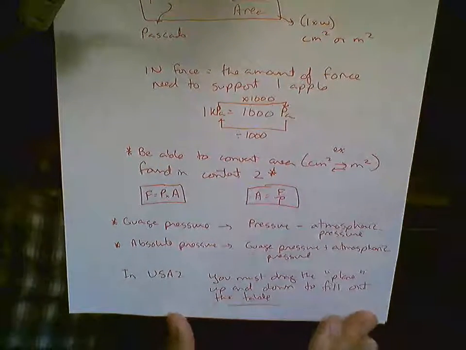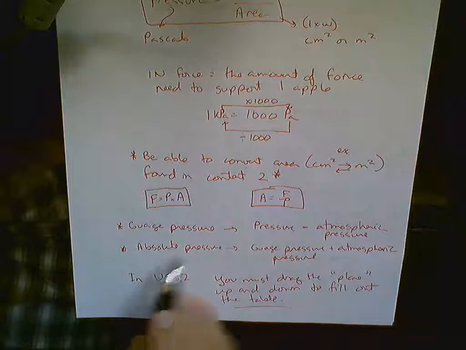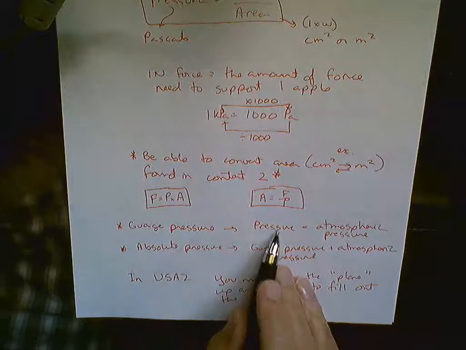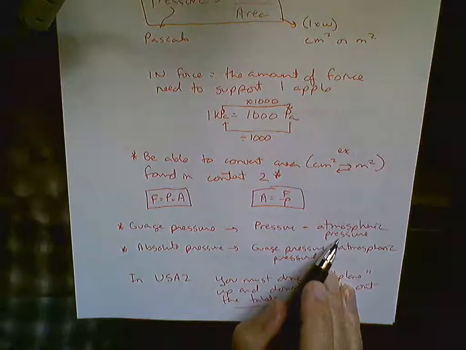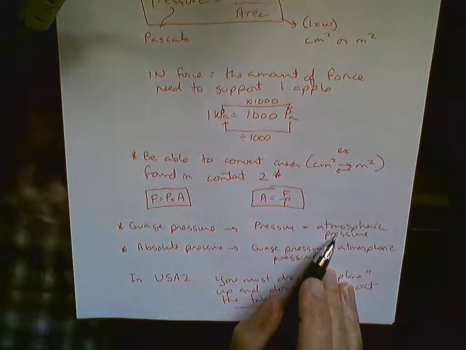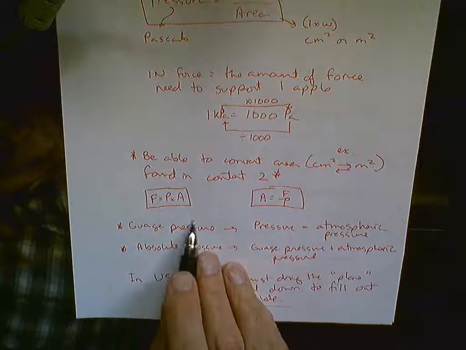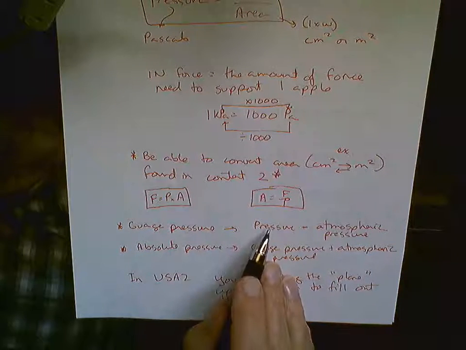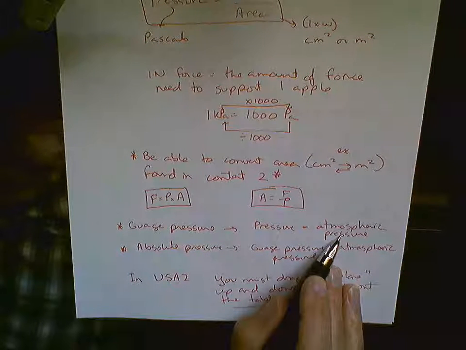Now, a couple of things to keep straight. The difference between gauge pressure and absolute pressure. Gauge pressure is the pressure minus atmospheric pressure. Don't forget, the atmosphere around us is always exerting a pressure. I think the gauge pressure is the one that's used more. So it's the pressure minus the atmospheric pressure.